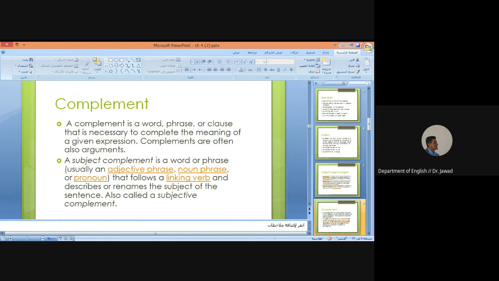A subject complement is a word or phrase, usually an adjective phrase, noun phrase, or pronoun, that follows a linking verb, and it describes or renames the subject of the sentence. It is also called subjective complement. We can call it a subjective complement, or we call it a subject complement.